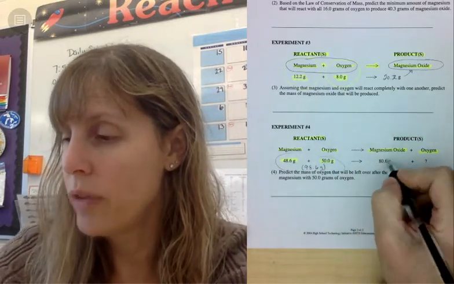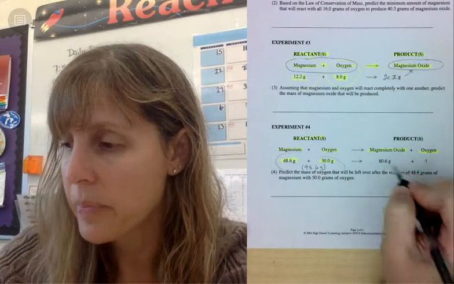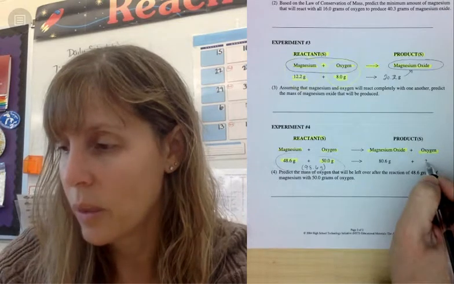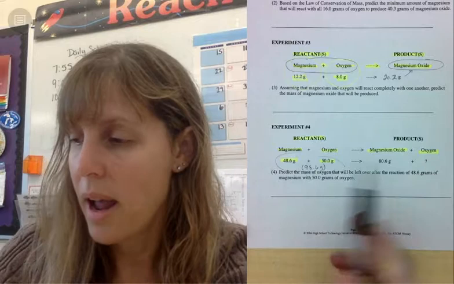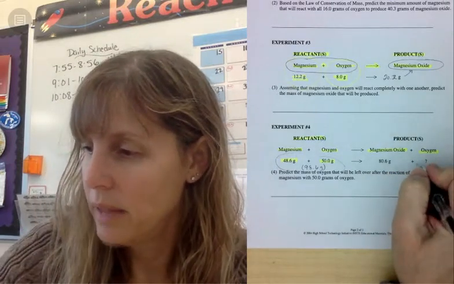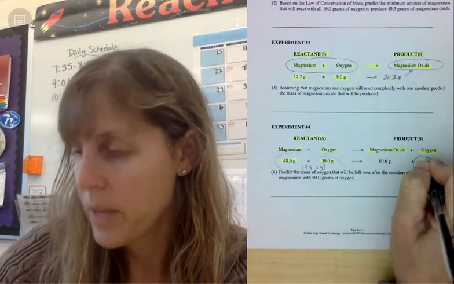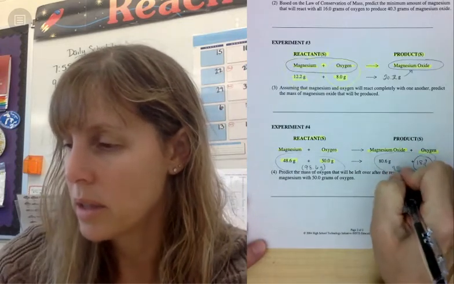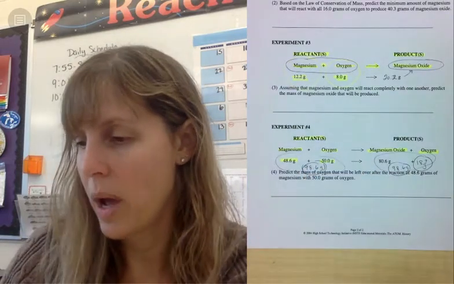And so if you know that you have 80.6 grams of magnesium oxide, how many grams do you have of oxygen on this side? Well, you have to find the difference between 80.6 and 98.6. And the difference is 18, correct? Yeah, 18 grams. So you have the same amount here, 98.6, here that you have here, okay?